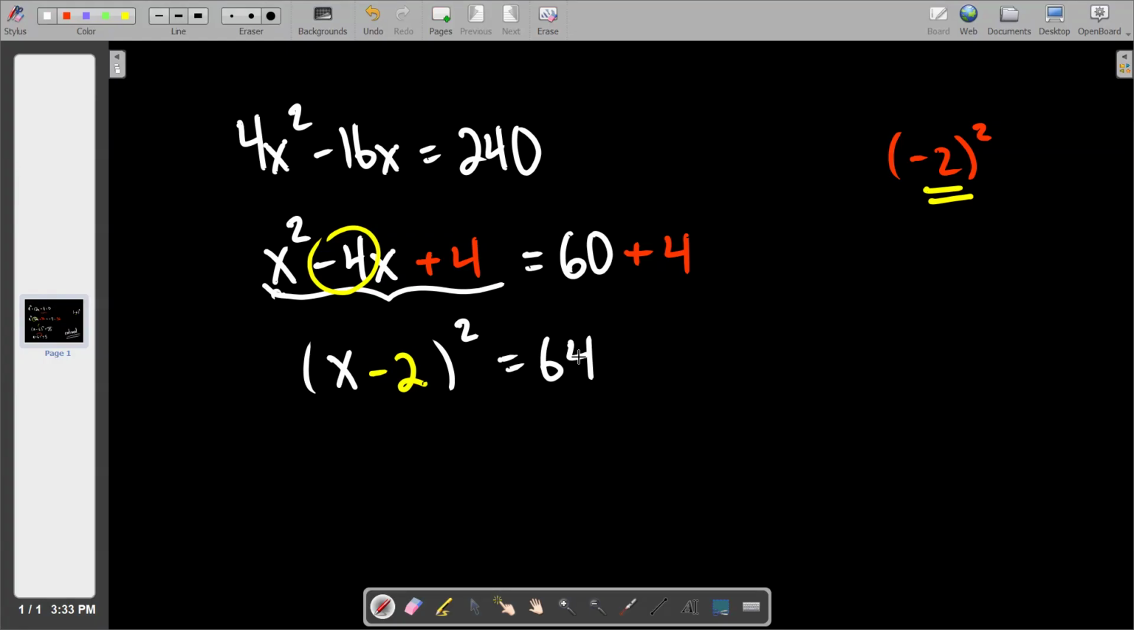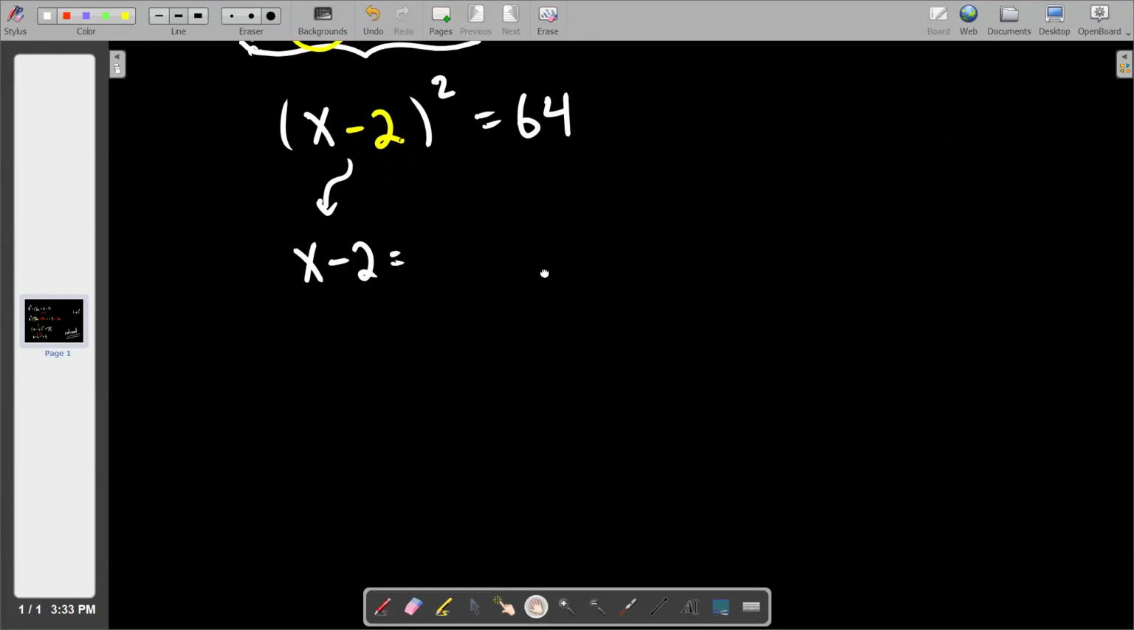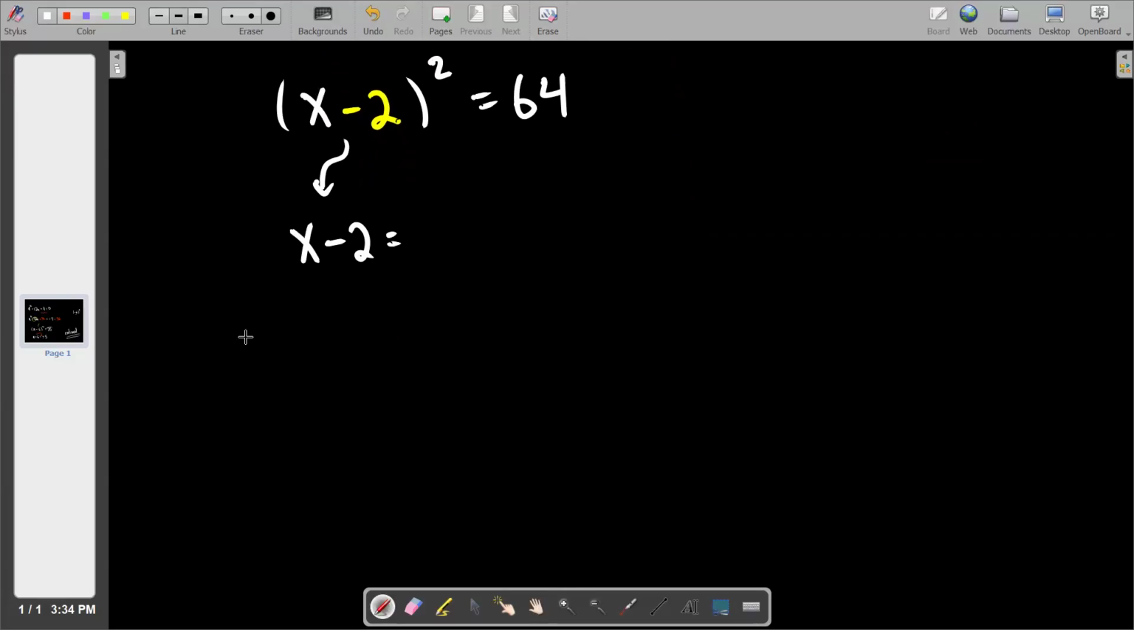Exactly. It's a square. Good. So when we square root the left-hand side, that's this side over here, we just get x minus 2. And then what do we put on the right-hand side? Thank you. Don't forget your positive negative on the 8. There you go. And then what's the next step?